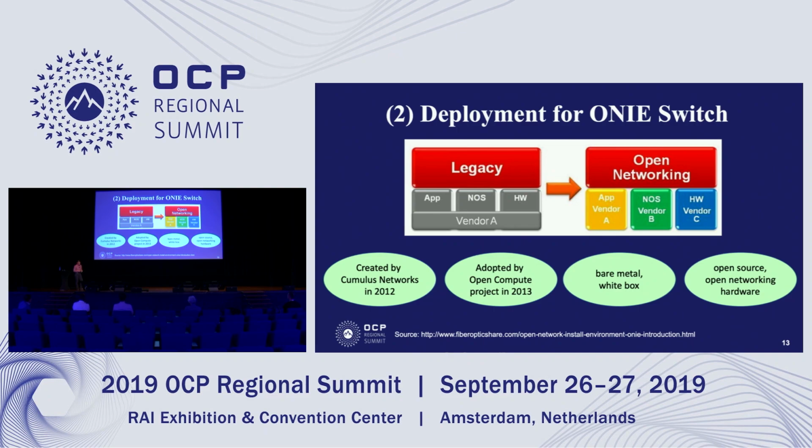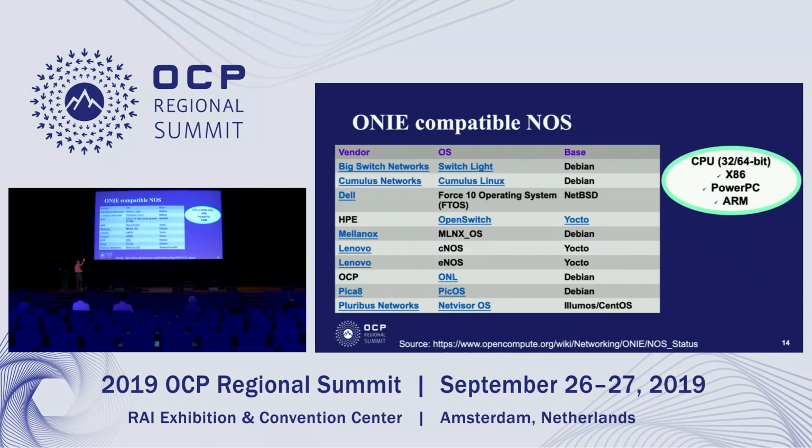The second part is the ONIE switch we just mentioned. Since 2012, the ONIE standard was created by Cumulus Networks, and it was adopted by the Open Compute Project in 2013. This switch is a bare metal white box, and it's open source, open hardware. So there are many distributions that support this ONIE network operating system, and it can also run on different CPU architectures.